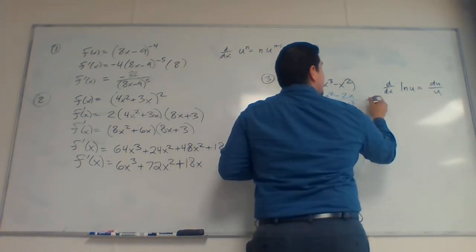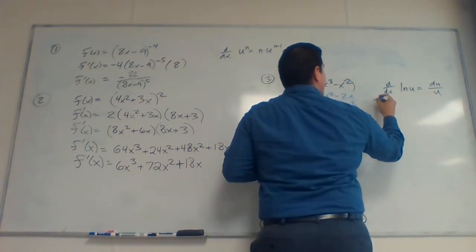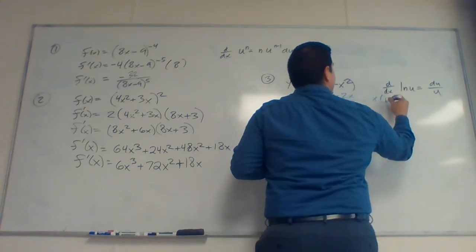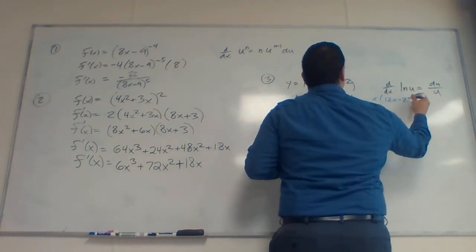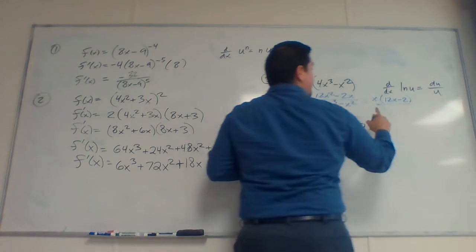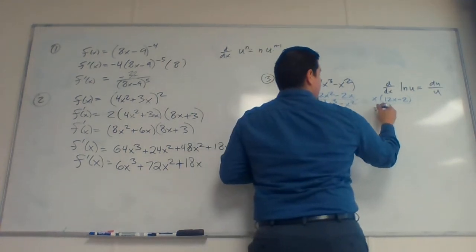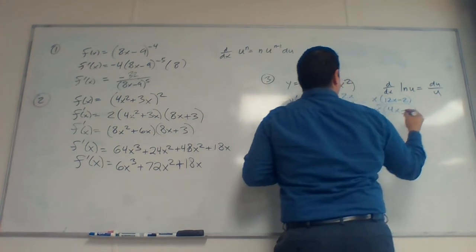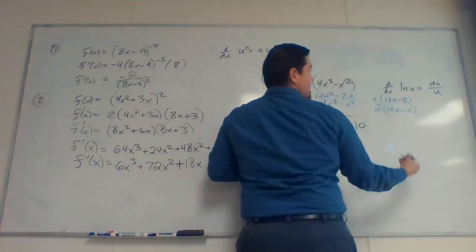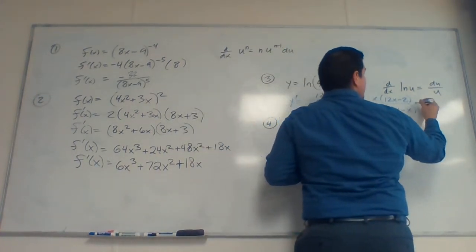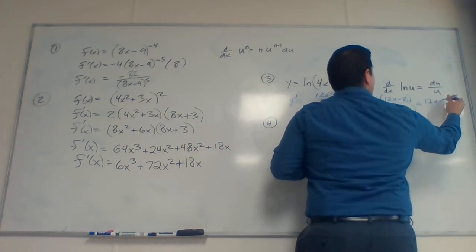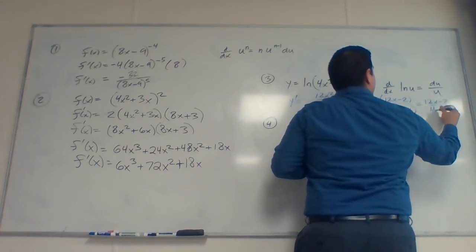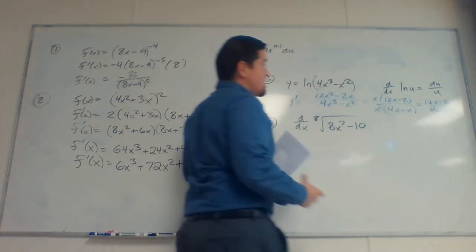And so on top, to simplify this, you would see that there's an x, you can take out a 2x. 12x minus 2, and then an x here. So then you get 4x minus x. And then those x's cancel out, so it leaves you with 12x minus 2 over 4x minus x. So that would be your derivative.